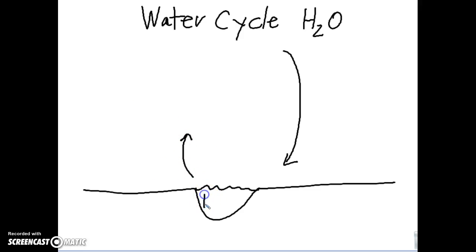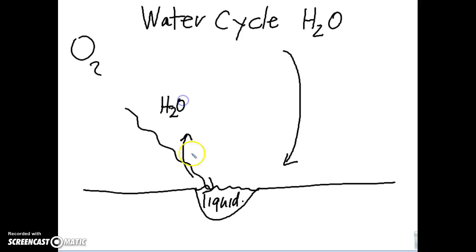So from liquid water, heat from the sun goes down and heats up the liquid, and it becomes a vapor or a gas. So it goes from the liquid form to the gas form, and that is called evaporation. Okay. And vapor is right in that word.